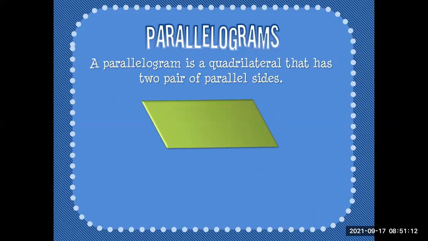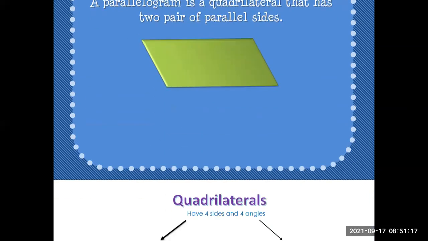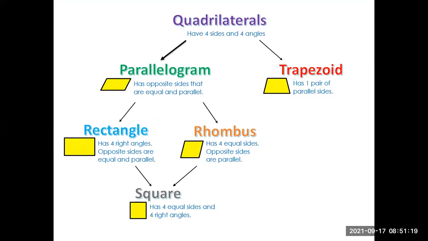Next, parallelogram. A parallelogram has two pairs of opposite sides parallel, and the opposite sides are equal also. The opposite angles are also equal. So this is the relationship chart between these five types of quadrilaterals that we are studying in class 9.